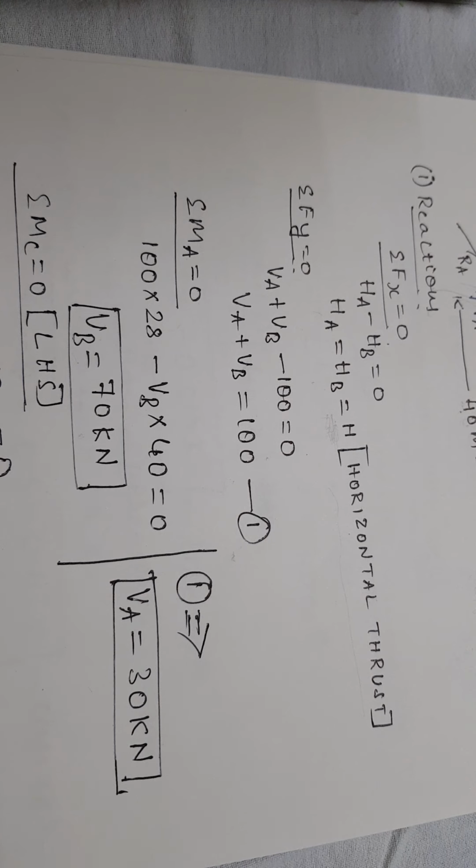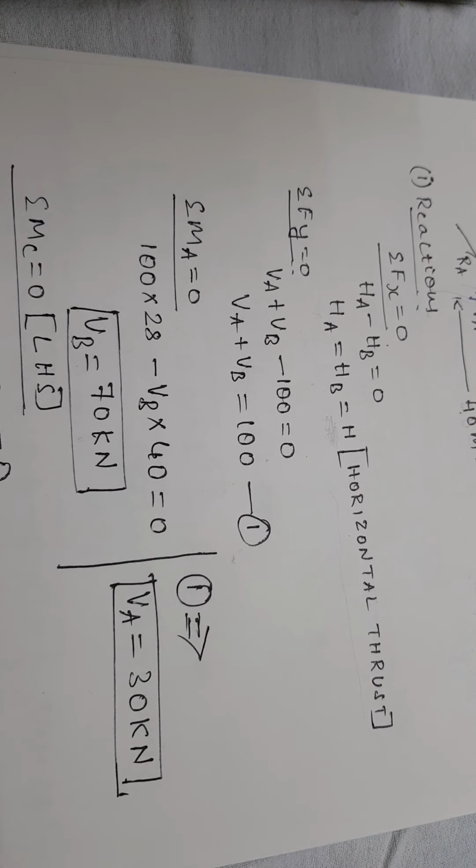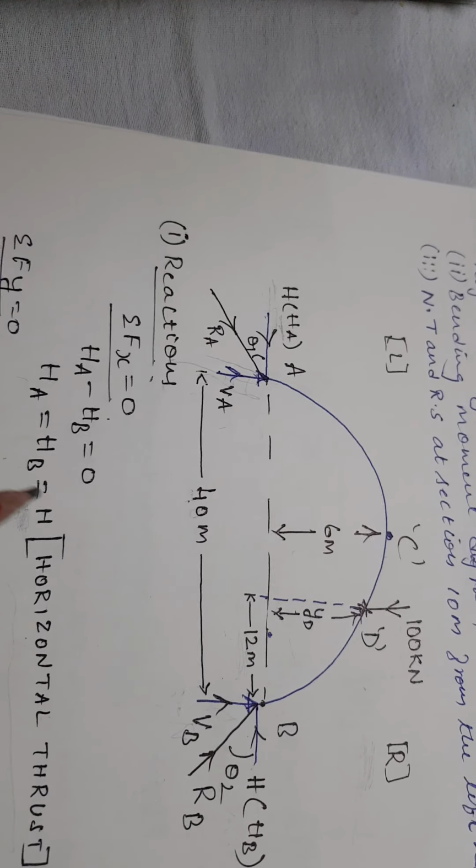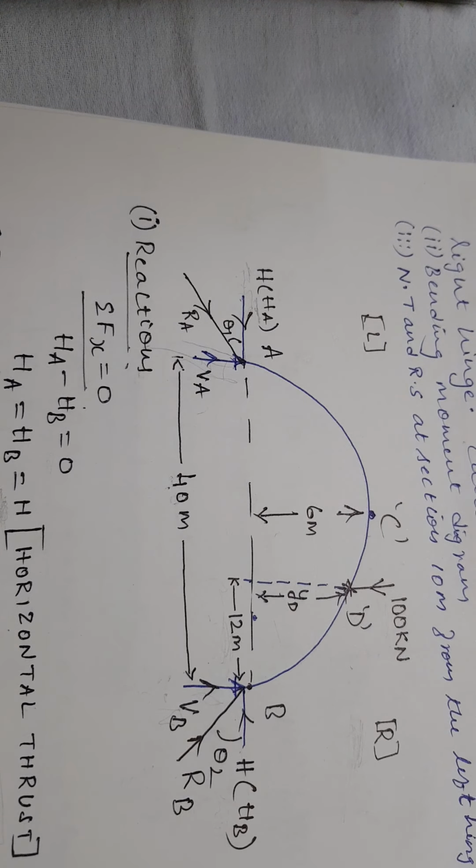Now you have a difficulty here: how to find capital H, because you know VA as well as VB, but you don't know how to calculate capital H. For that, we know that moment at any point equal to 0. So here I am following the same procedure.